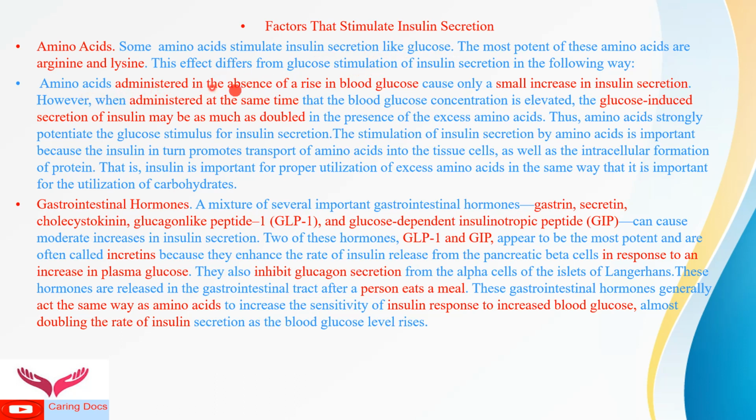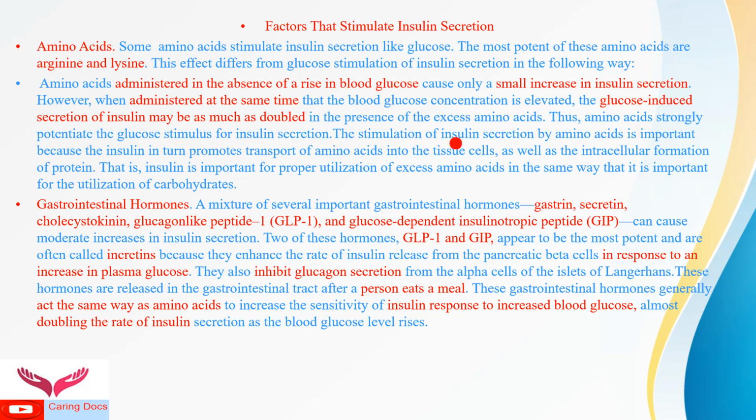Whenever these amino acids are administered in the absence of a rise in blood glucose, they cause only a small increase in insulin secretion. However, when they are administered at the same time that the blood glucose concentration is elevated, the glucose-induced secretion of insulin may be as much as doubled. So when they are administered alone, the rise in insulin is not up to the mark. But when they are administered along with glucose, or whenever the blood glucose level is already elevated, the insulin secretion gets doubled. These amino acids strongly potentiate the glucose stimulus for insulin secretion.